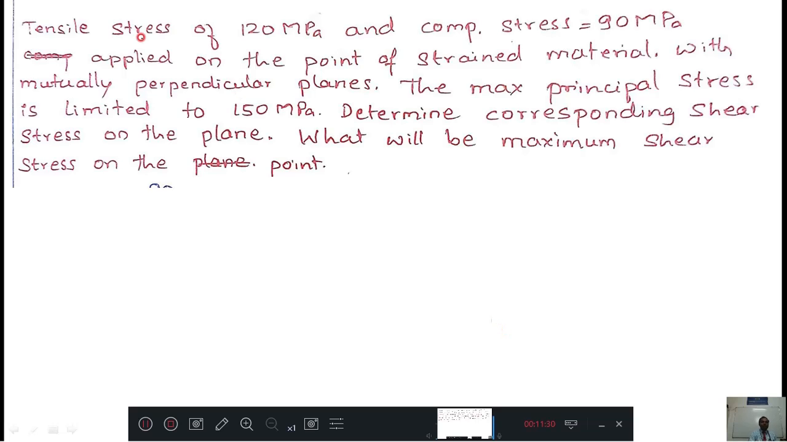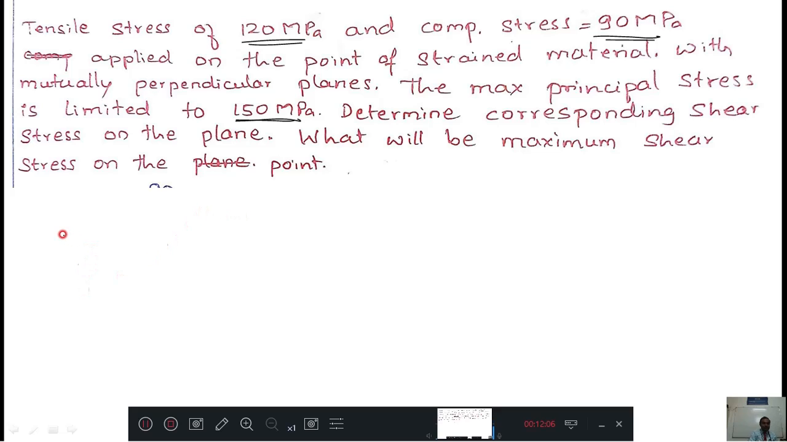Going to the second problem: tensile stress of 120 MPa and compressive stress of 90 MPa applied on a point of a stressed material, strained material, with mutually perpendicular planes. The maximum principal stress is limited to 150. Very important: maximum principal stress is limited to 150. Determine the corresponding shear stress on the plane. What will be the maximum shear stress on the point? Very interesting question it is.